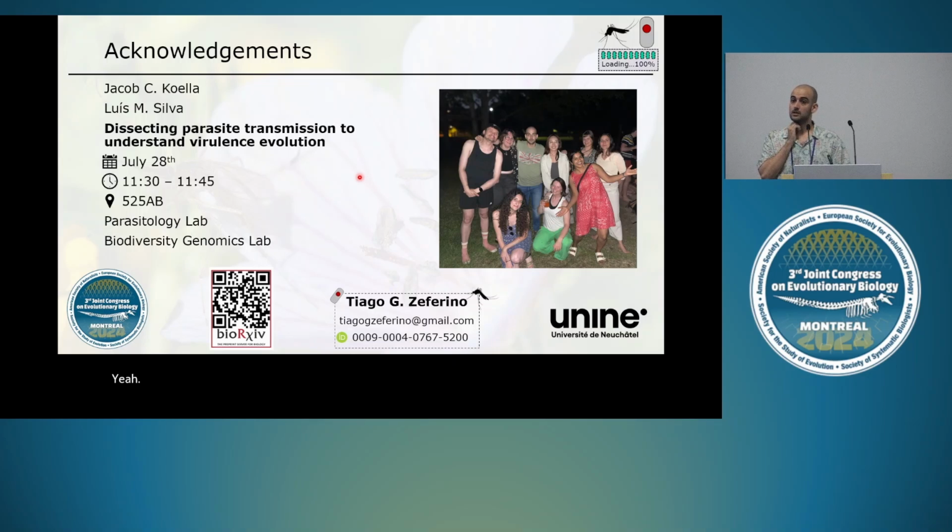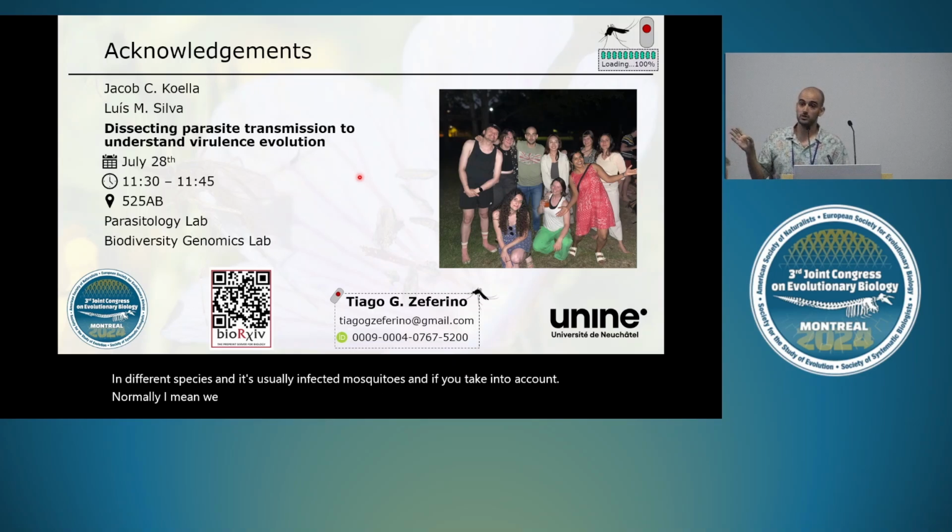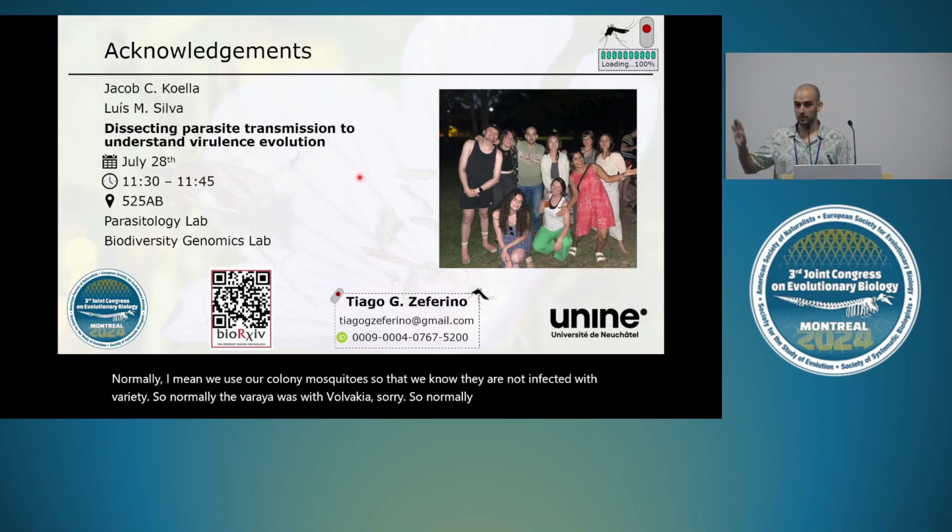Wolbachia? Yes. I use Vavraria culicis. It's not Wolbachia. Maybe I misspoke. Yeah, the antibiotic bacteria Wolbachia, it can influence resistance to some parasites in different species, and it usually infects mosquitoes. Did you take into account Wolbachia in your experiments? Normally, we use our colony mosquitoes so that we know they are not infected. So normally Wolbachia didn't play a role in the results.